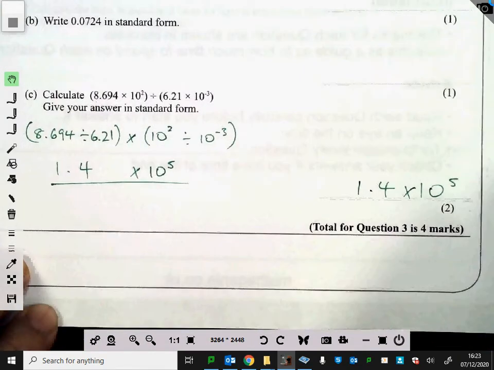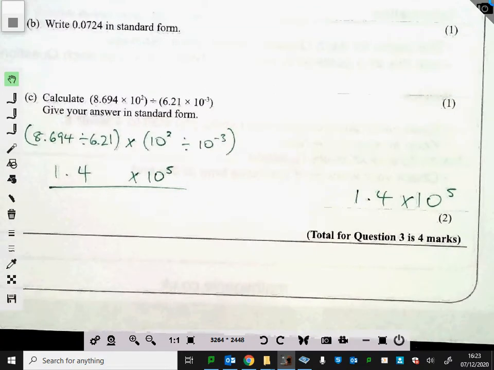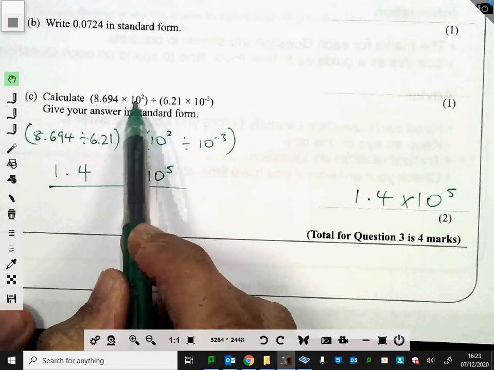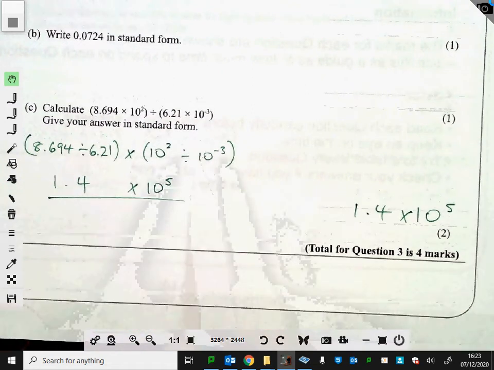Okay, nice and simple. Just take it in steps. So the two numbers go in one bracket, and then the powers of 10 go in another bracket, and you deal with the two separately.